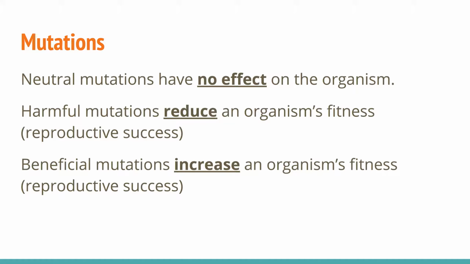So neutral mutations really have no effect on the organism. So reproductive success or any of that really doesn't matter because of these neutral mutations. Harmful mutations reduce an organism's fitness, and fitness is basically how much they can reproduce. Beneficial mutations increase an organism's fitness so they can reproduce more, or have greater reproductive success. So they're going to be the ones that reproduce and form the next generation.